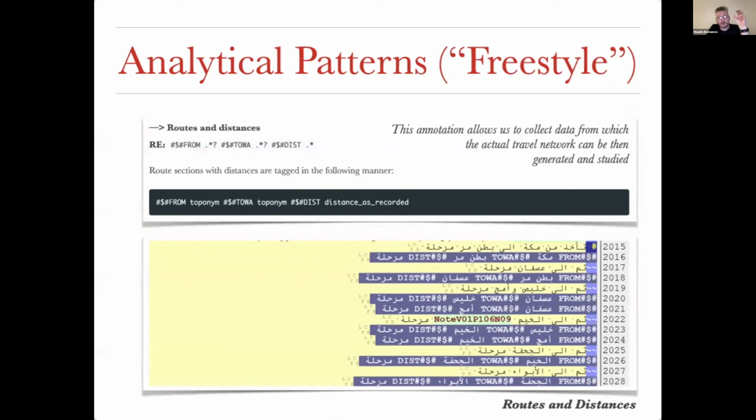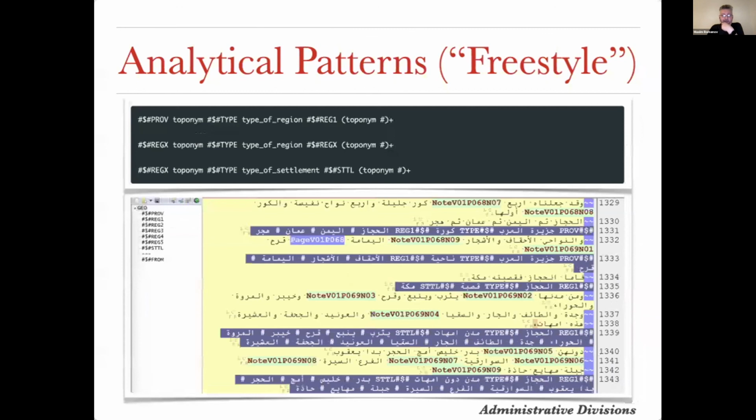So here's an example of a text on geography where the routes and distances are given, a long list from Geography of al-Muqaddasi, and the annotation pattern here describes the distances from this place to this place, such and such distance, which is then very easy to aggregate with a simple Python script into an actual network and create the network, visualize it and study it as it's presented in a particular text.